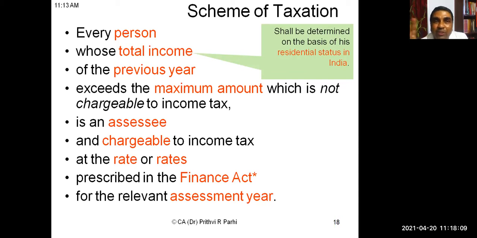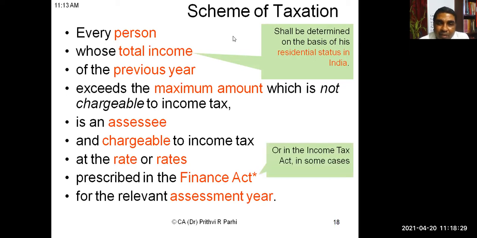So if a resident can be converted into a non-resident, then there might be some income which will not be included in total income. So that can also be regarded as a good tax plan. By changing the residential status, you will be able to reduce your tax liability. Okay, then one more thing.